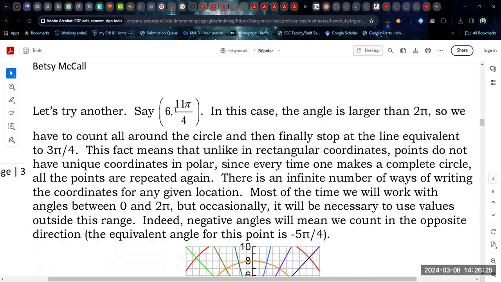Now, if I wanted to do 6 and 11 pi over 4, since the angle is larger than 2 pi, we actually go all the way around the circle. And if I subtract 2 pi off from this, that is equivalent to 3 pi over 4.